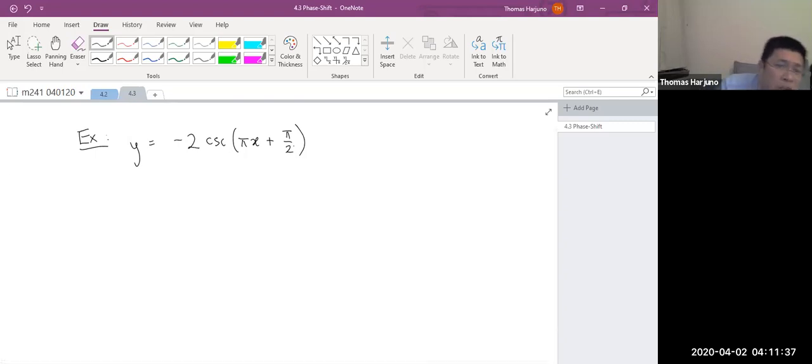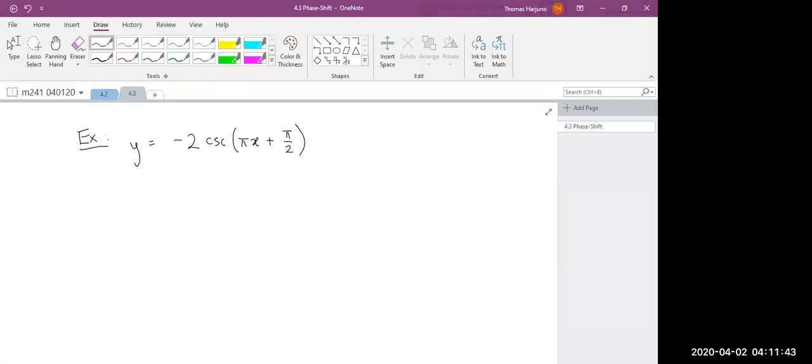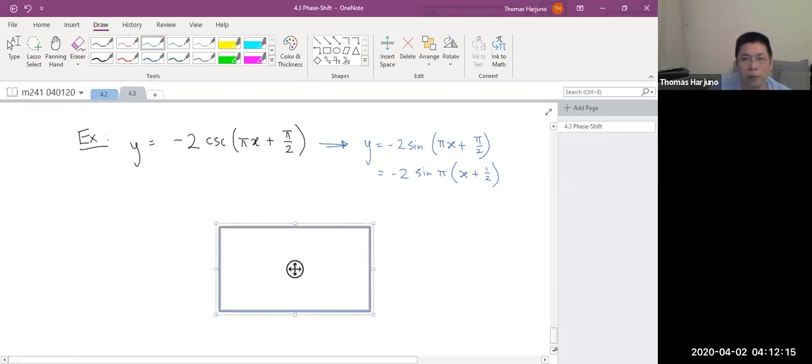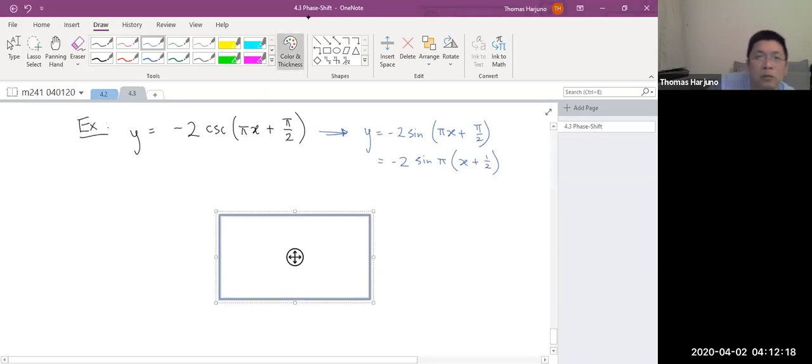Then what is the reciprocal of cosecant? Sine. So what I will do is I will try to graph this first: y equals negative 2 sine of pi x plus pi over 2. I factor the pi. Now then I try to graph that.